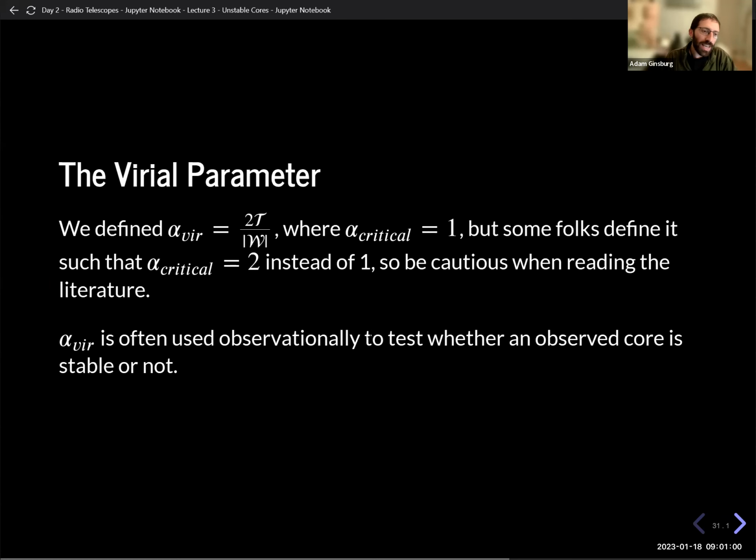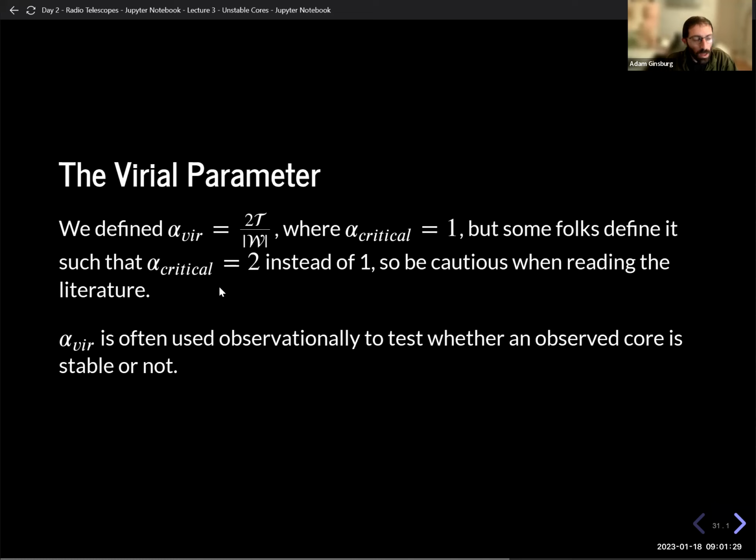I'm just going to toss out a little caution here that we just defined alpha virial to be this number, which means that the critical number, the one that divides expansion from contraction, is 1. But if you read astronomy papers, you will sometimes see people drop the 2 here, and then the critical number becomes 2 instead of 1. So just be aware of that when you're reading literature. You have to see how they define it in any given paper, because we don't stick to common definitions.